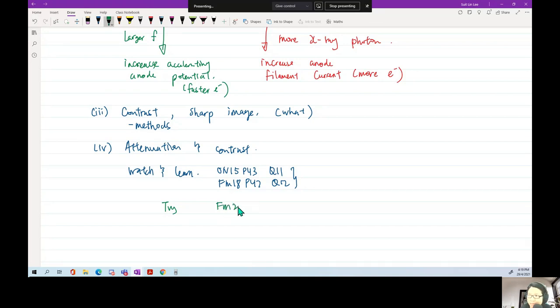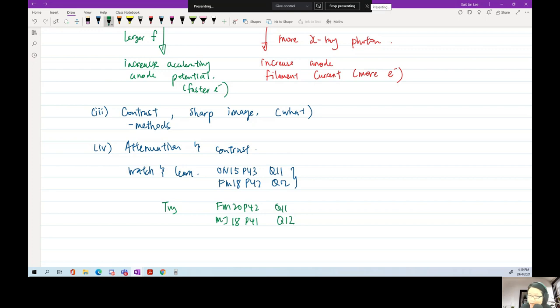Try three. FM20 paper 42 question 11. It's fairly easy. This is about attenuation. You can try May June 18 paper 41 question 12. This one is also about attenuation. I think that's it. Not much already.